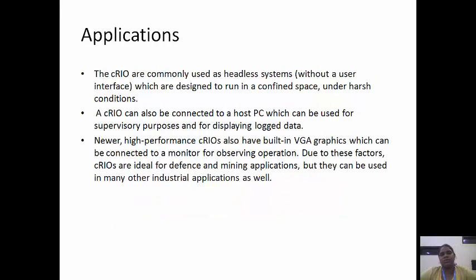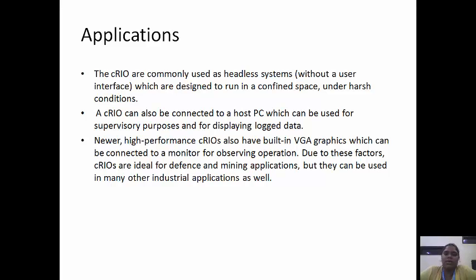Applications. The cRIO systems are commonly used as headless systems, and by headless systems we mean without a user interface. That is, user interaction with the system is not always required. You give the base value, and it creates its own path and does its own surveillance, and it does not require a human interface at every end. Because of this, it is more flexible to run in confined spaces and under very harsh conditions. Hence, it is known as a very rugged operating system or input-output system.